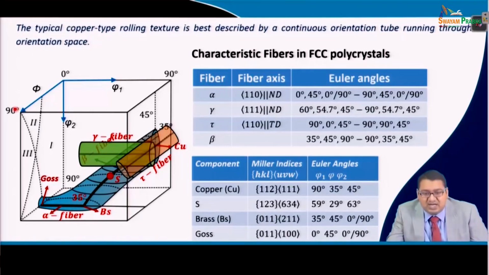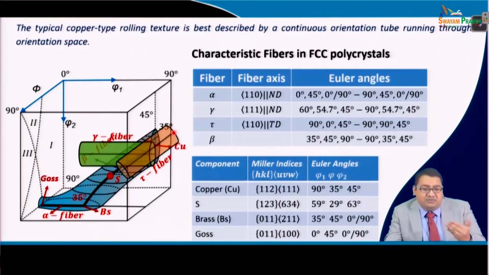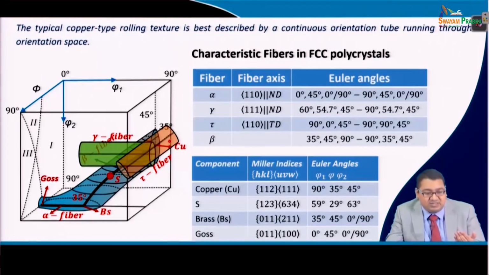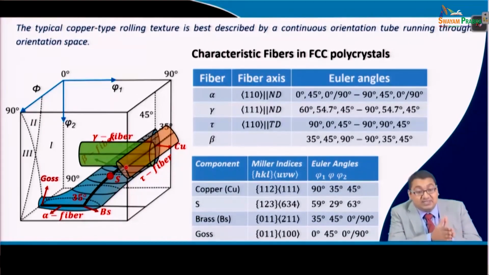So, you see it starts from phi 1 equal to 90 degrees, phi equal to 0, and phi 2 equal to 45, and it goes to phi 1 equal to 90 degrees, phi equal to 90 degrees and phi 2 equal to 45. So, it starts from here and goes here and is parallel to phi and it is a TD fiber.